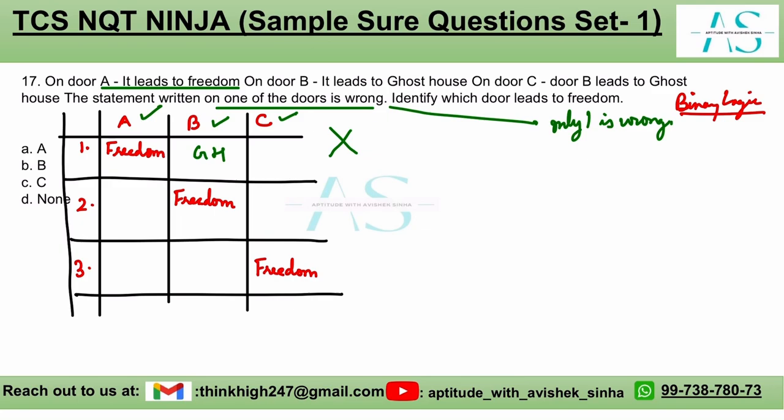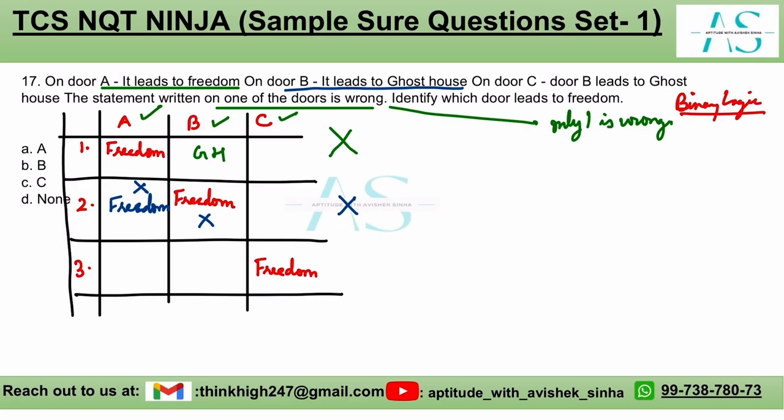Second. Now in this case, we are saying B leads to freedom. If we are saying that B leads to freedom, then this statement, it leads to ghost house, this is wrong. Now A leads to freedom, it cannot be. This is absolutely wrong. So we have got 2 wrong statements. This cannot be the answer.